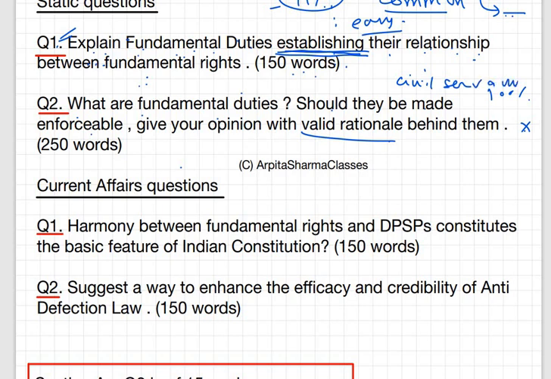So as a civil servant, do you think that fundamental duties should be made enforceable? You had to give your opinion. They were asking your opinion and to support your opinion with logic.